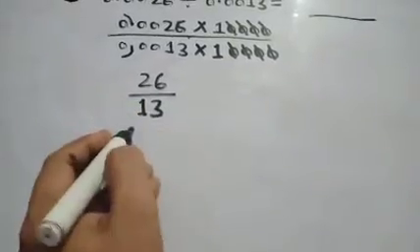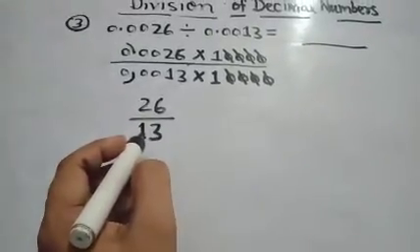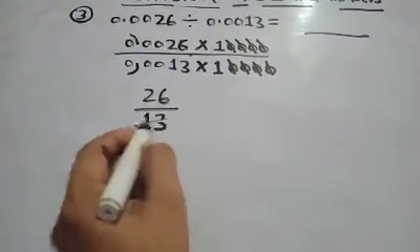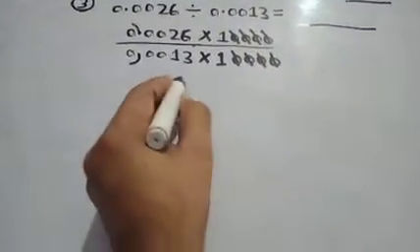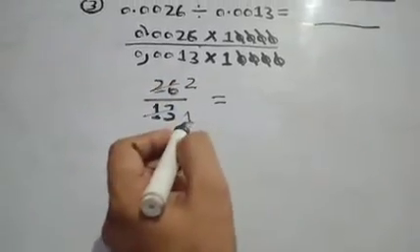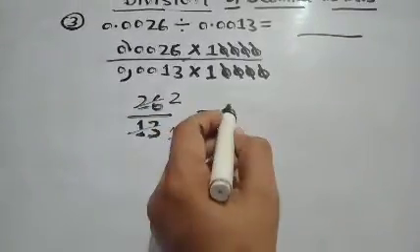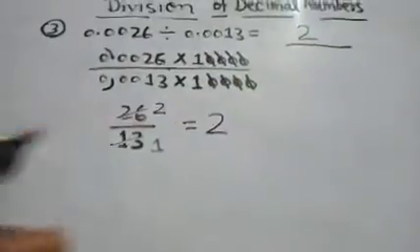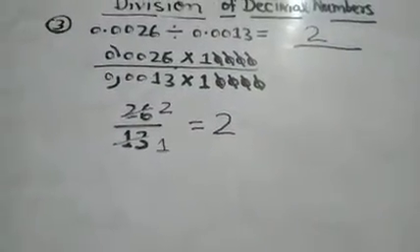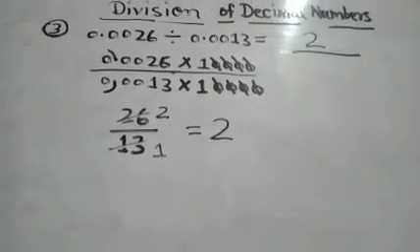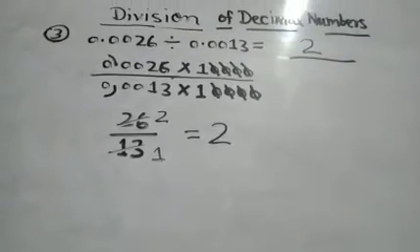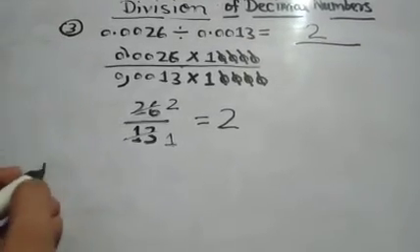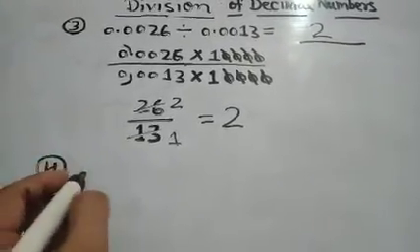Now 26 over 13. This is the simplest form of these two decimal numbers. Now 13 1s are 13 and 13 2s are 26. If in the denominator there is 1, you can note down only the numerator. Then 2 will be the correct solution of these decimal numbers. This is the process of division of two decimal numbers. We should take another example.